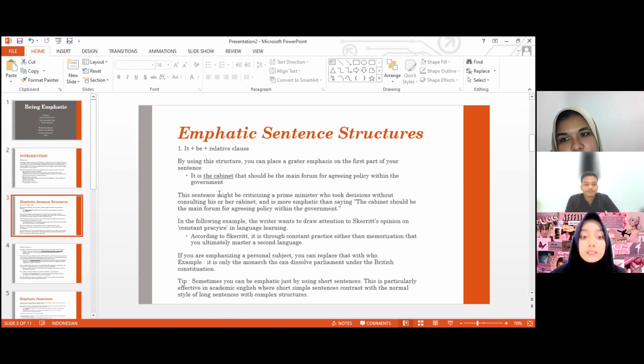The tips. Sometimes you can be emphatic just by using a short sentence. This is particularly effective in academic English where short simple sentences contrast with the normal style of long sentences with complex structure.